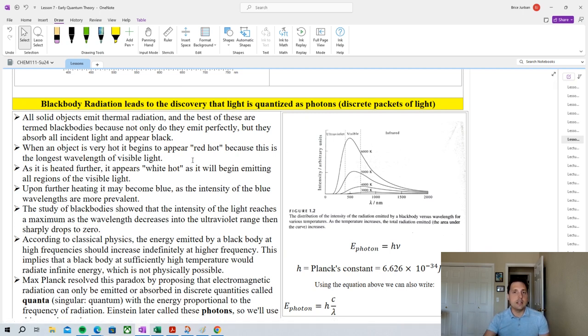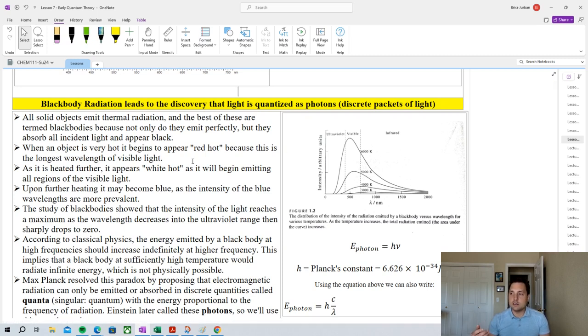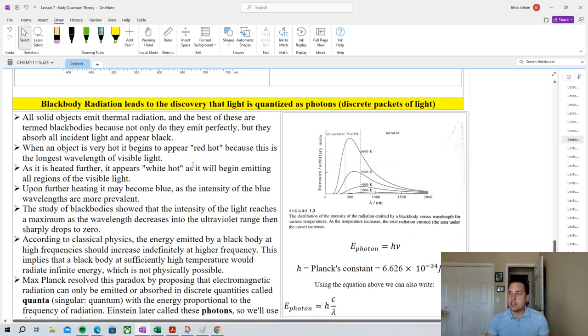So you can think about when you're heating your stove and the stove becomes red hot. It becomes red first because that's the longest wavelength of visible light. As you begin to heat the object further, it may become white. It becomes white hot as it begins to emit all regions of the visible light spectrum. Upon further heating, it may even become blue as the intensity of the blue wavelengths outcompete the red wavelengths.